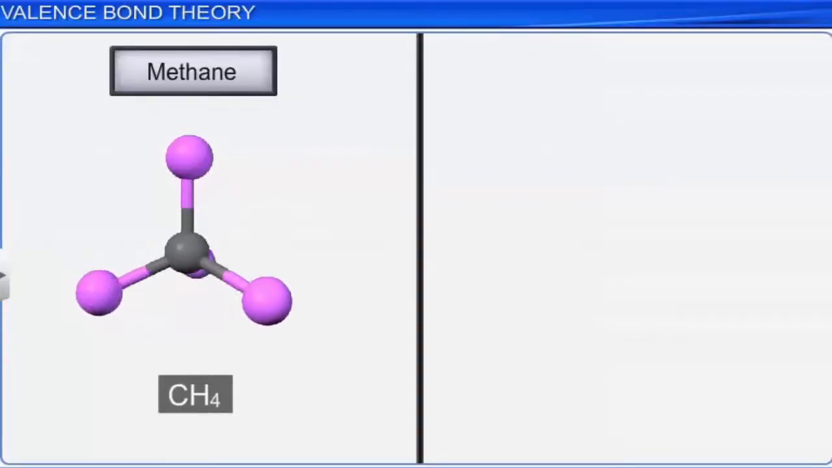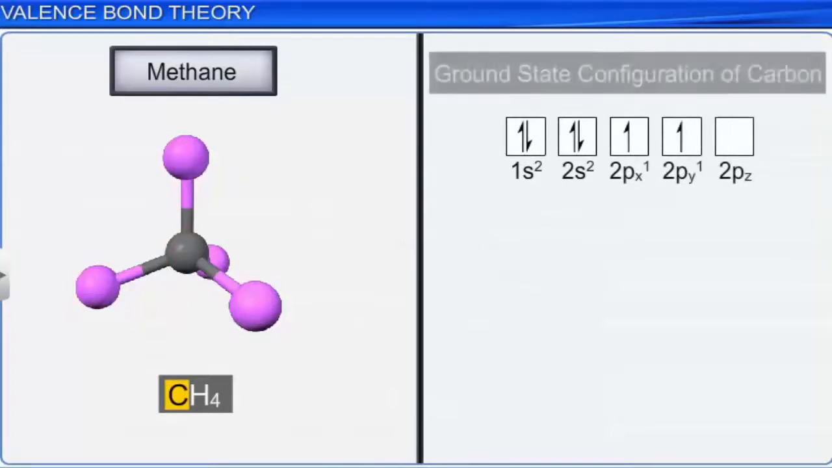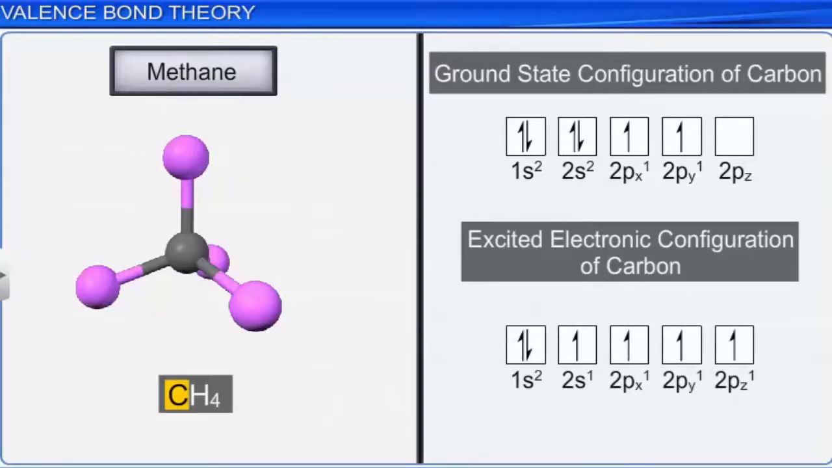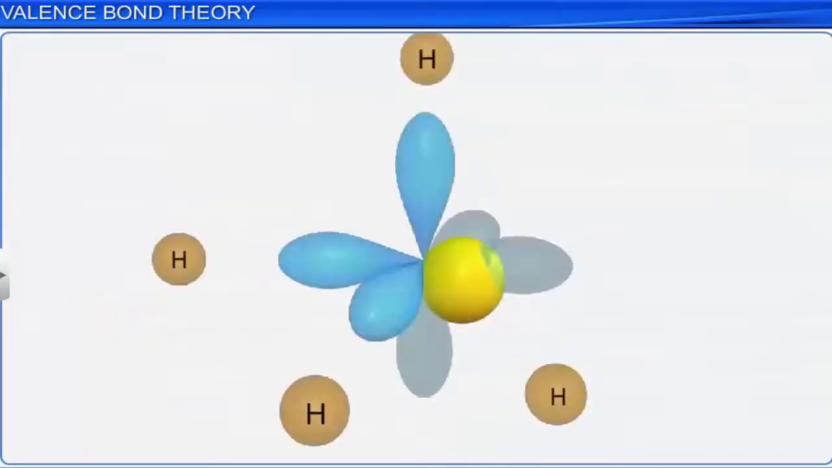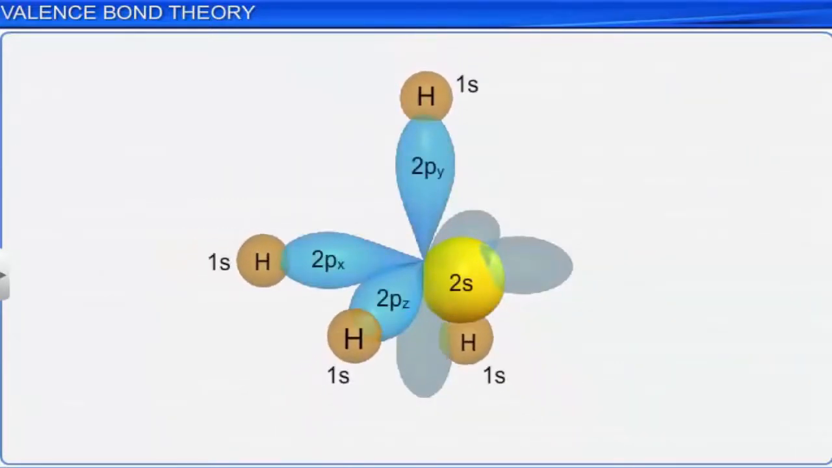Let us explain the above limitation by considering methane molecule. In methane, the central atom carbon has the configuration of 1s2, 2s2, 2px1, 2py1. In its excited state, the configuration becomes 1s2, 2s1, 2px1, 2py1, 2pz1. The four atomic orbitals of carbon, each with an unpaired electron, overlap with four singly occupied 1s orbitals of the hydrogen atoms to form 4 CH bonds.